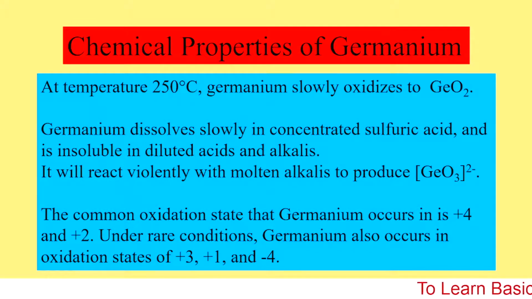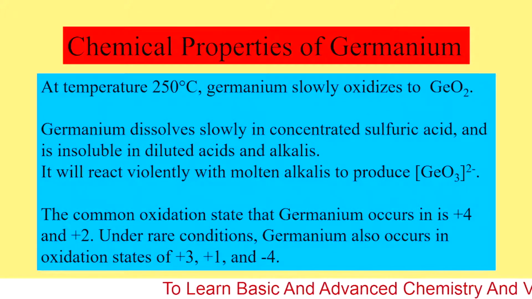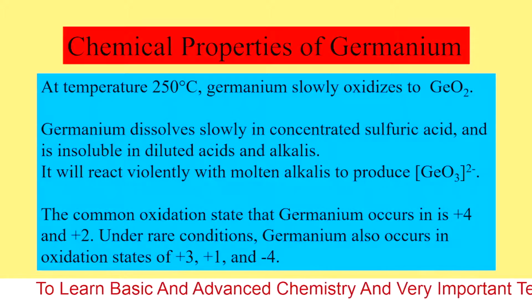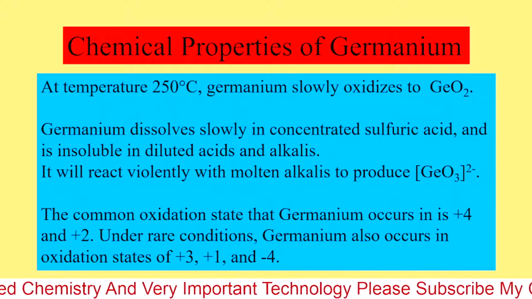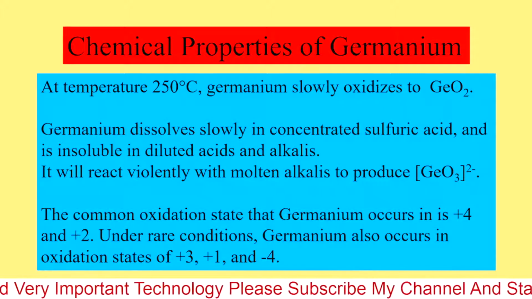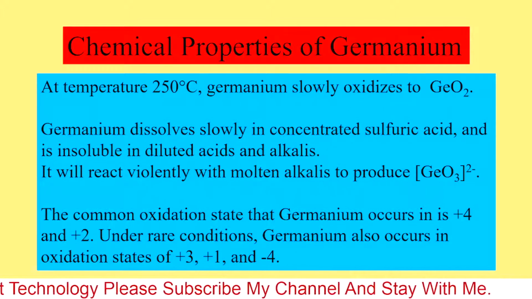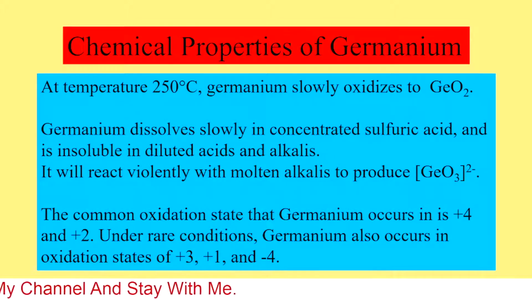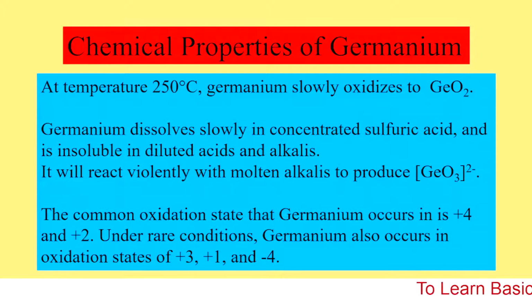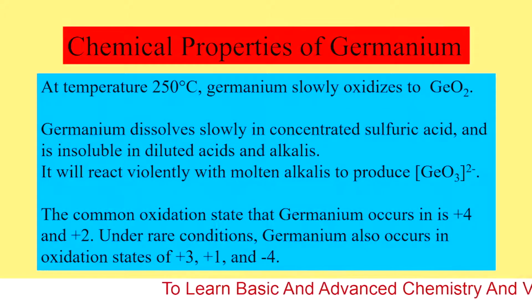So, chemical properties. At normal room temperature it is not very reactive. At a temperature of 250 degrees Celsius or above, germanium slowly oxidizes to germanium oxide, or germanium dioxide. That means if you heat or burn it in oxygen above 250 degrees Celsius, you can get germanium dioxide. Normally, to cook, we can heat the food up to 100 degrees Celsius.